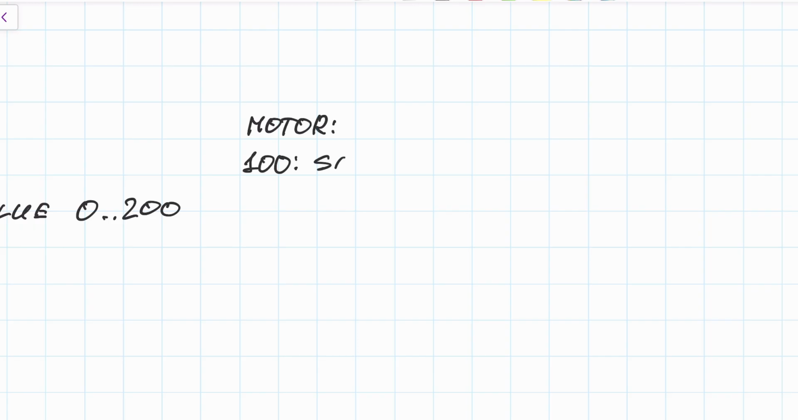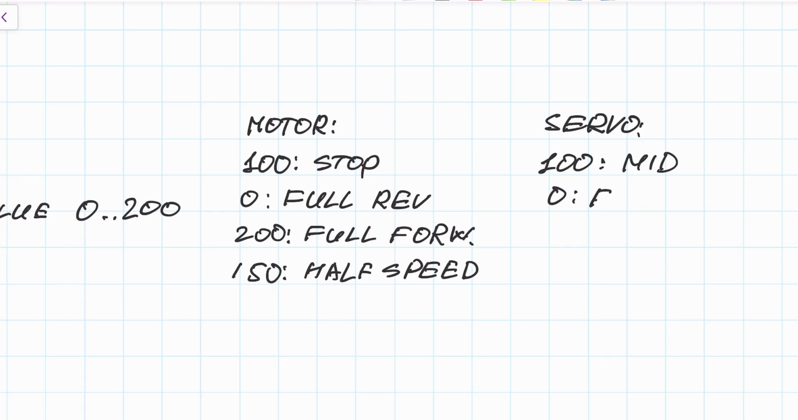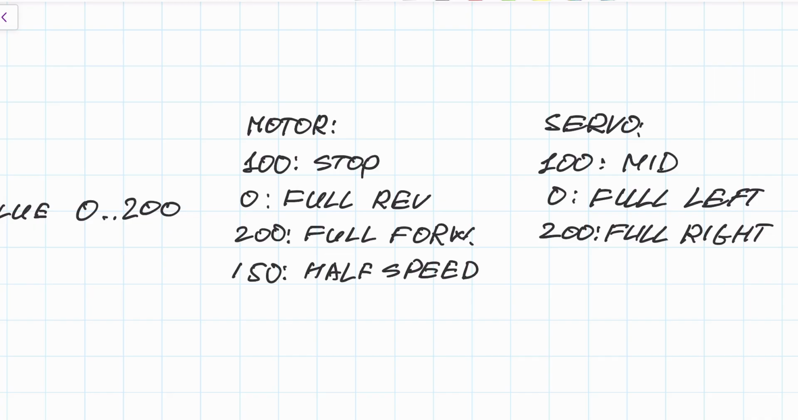For the motor byte, a value of 100 means stop, a value of 0 means full reverse, and a value of 200 means full forward. For the servo byte, a value of 100 means the center position, a value of 0 turns fully left, and a value of 200 turns fully right. So overall, the web controller only needs to send very small packets: 1 byte for throttle, 1 byte for steering, and 1 extra reserved byte.